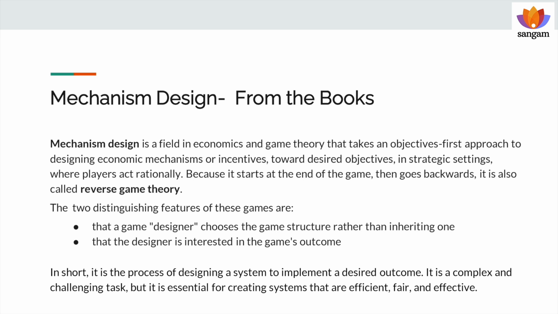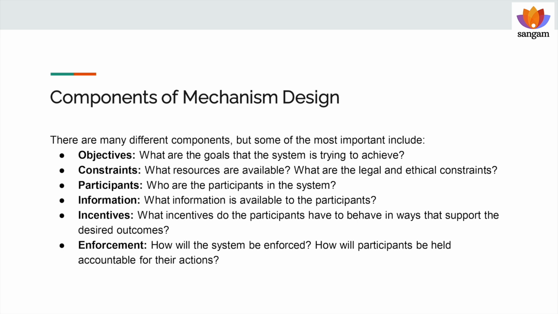It is basically a reverse of game theory, where the designer of the game chooses the game structure rather than inheriting one, and then the designer decides the game's outcome for himself. He's interested in what the final outcome is for himself. In short, it is a process of designing a system to implement a desired outcome. It is a complex and challenging task, but it is essential for creating systems that are efficient, fair, and effective.